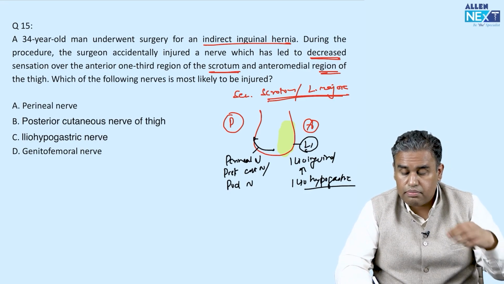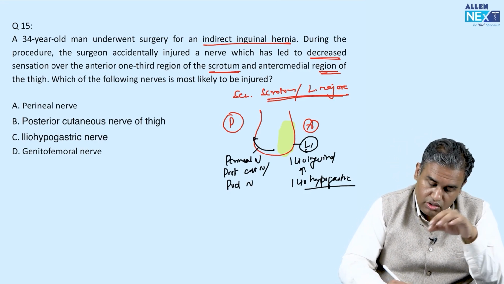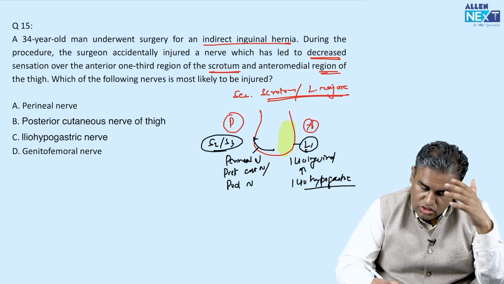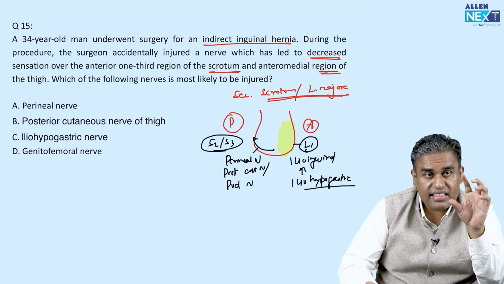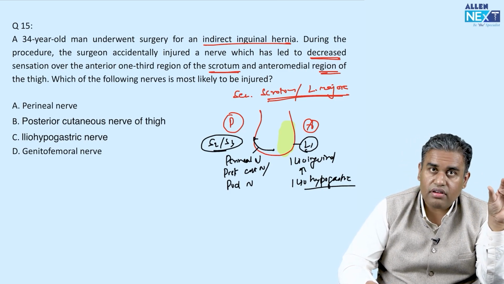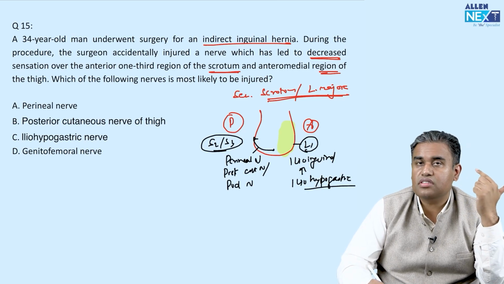These are the ones that supply the posterior 2/3 of the scrotum. Their root values will be S2 or S3. Remember, in the scrotum or the labia majora, the sensory supply is very atypical. Just a small structure: the anterior part is L1 root value, and the posterior part suddenly jumps to S2, S3.